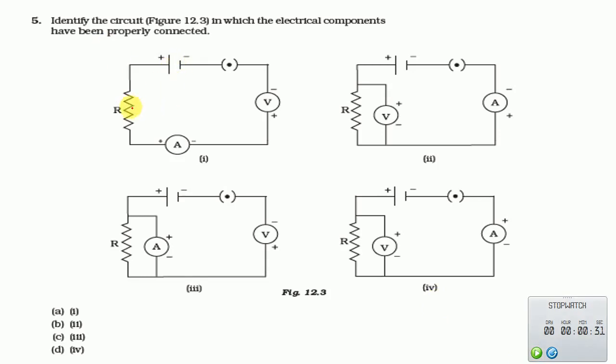Okay, let's see. The resistance is here. No, this is positive, this is negative. The voltmeter is never connected in series. So here this is gone. This option is wrong. Voltmeter is connected in parallel. Ammeter is connected in series. Very good. So this can be considered.